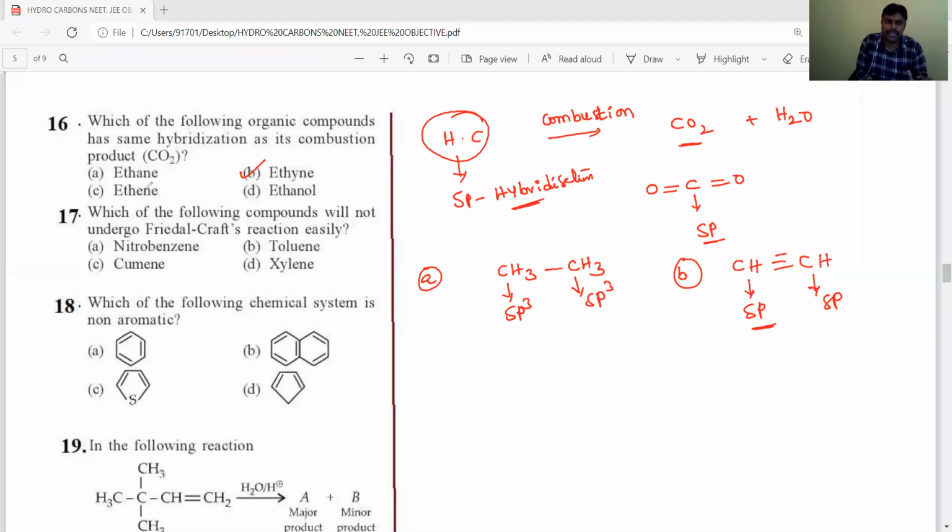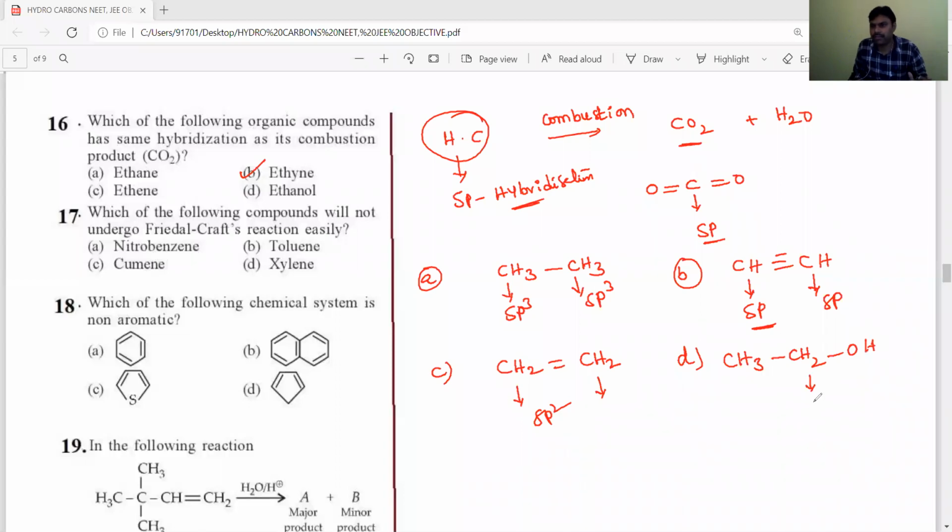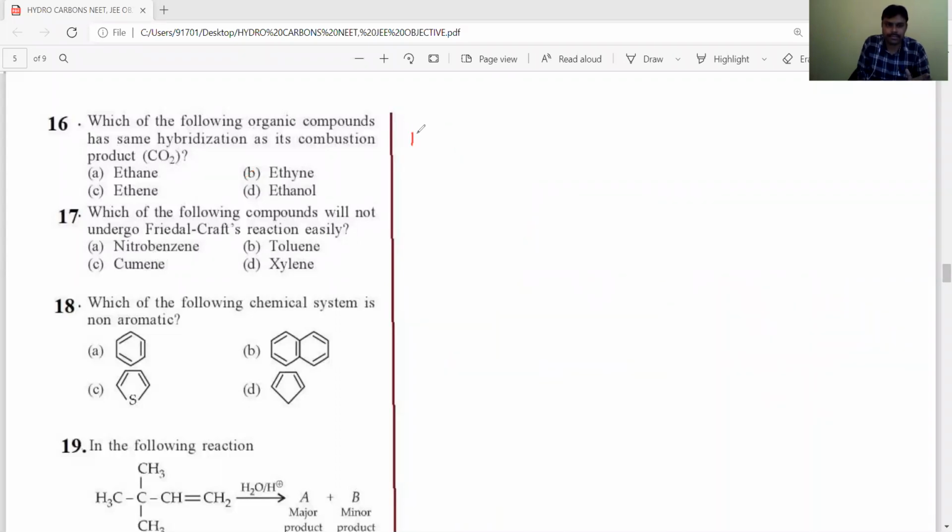Okay, students. Next, option C, ethene, CH2=CH2. Ethene has sp2 carbons. And option D, ethyl alcohol, CH3-CH2-OH. In ethyl alcohol, all carbon atoms have four single bonds, that's why sp3 hybridization. So the answer, option B, is correct. Okay, students, let's go for the 17th question.